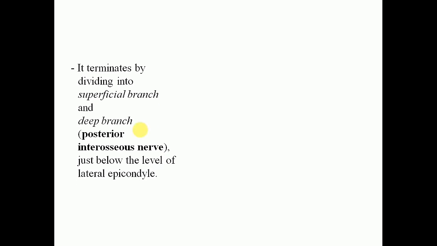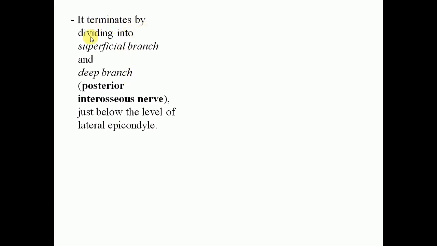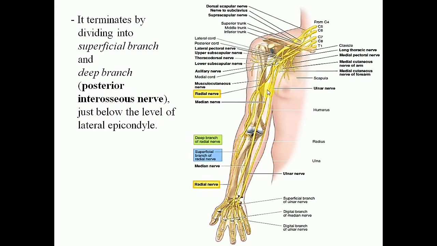Here it terminates by dividing into two branches, a superficial branch and a deep branch. The deep branch of radial nerve is known as posterior interosseous nerve, and these branches are given off just below the level of lateral epicondyle. So in this figure we can see the terminal branches of radial nerve. One is the deep branch, here we can see, and the other is a superficial branch.